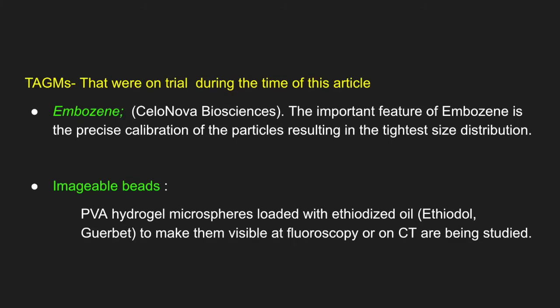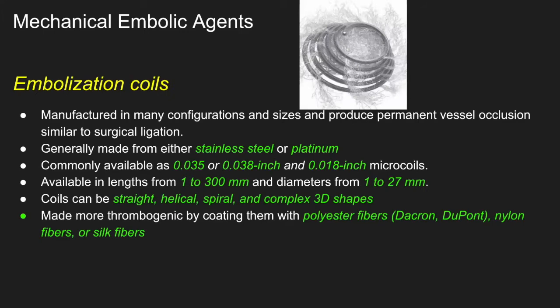So these imageable beads, you can actually see them in CT or in fluoroscopy during the procedure. The other group of the permanent embolic materials is mechanical embolic agents. Now here we're going to talk about coils and plugs. So we can start with coils.